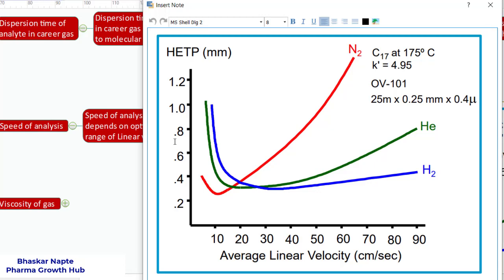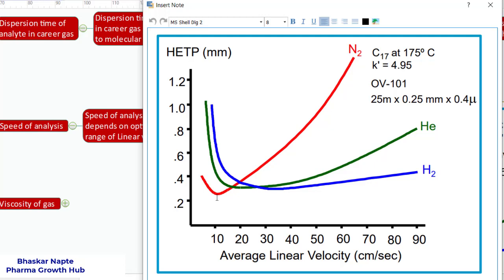So what is called a high efficiency method? The analytical method for which the height of the plate is minimum. So you have to look at the range of the linear velocity in which the plate height is minimum. If you look at nitrogen, what is the point where the height of the plate is minimum? You can say that it is at around 10 centimeter per second linear velocity.